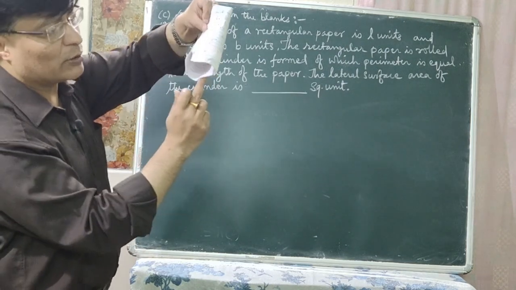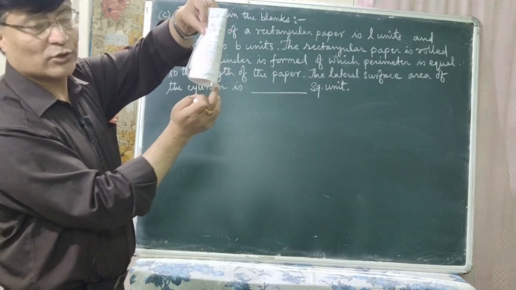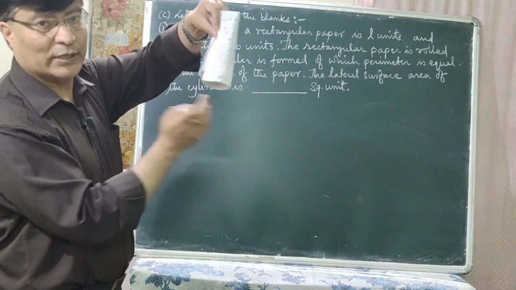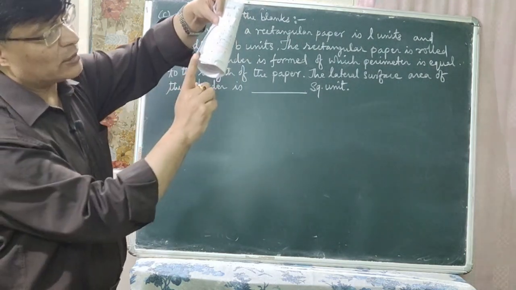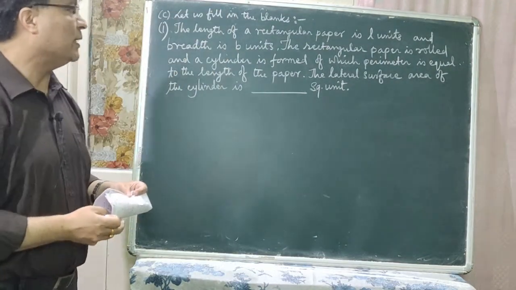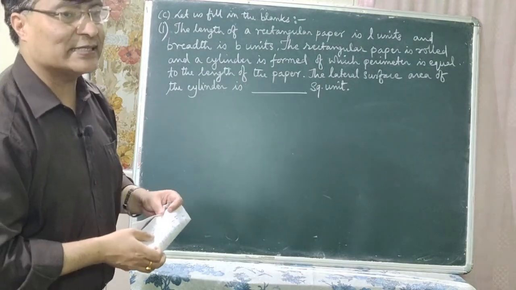After we roll it like this, the base of the cylinder is this circle. What is the perimeter of this circle? L units. I think you have understood it. What is the perimeter of this circle? This is L units. Okay? So the lateral surface area of the cylinder is dash square unit.